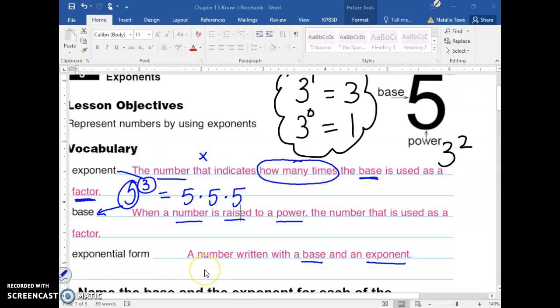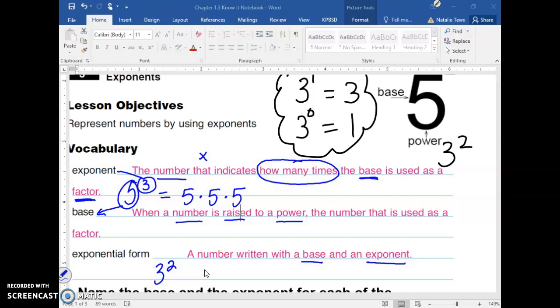All right, let's do a couple of exponential forms. Okay, so I had 5 to the second power. Does anybody want to try to give me another one? 3 to the second power. And by the way, I can read this as 3 to the second power, or I can say 3 squared. Anytime my exponent is a 2, I can say squared.